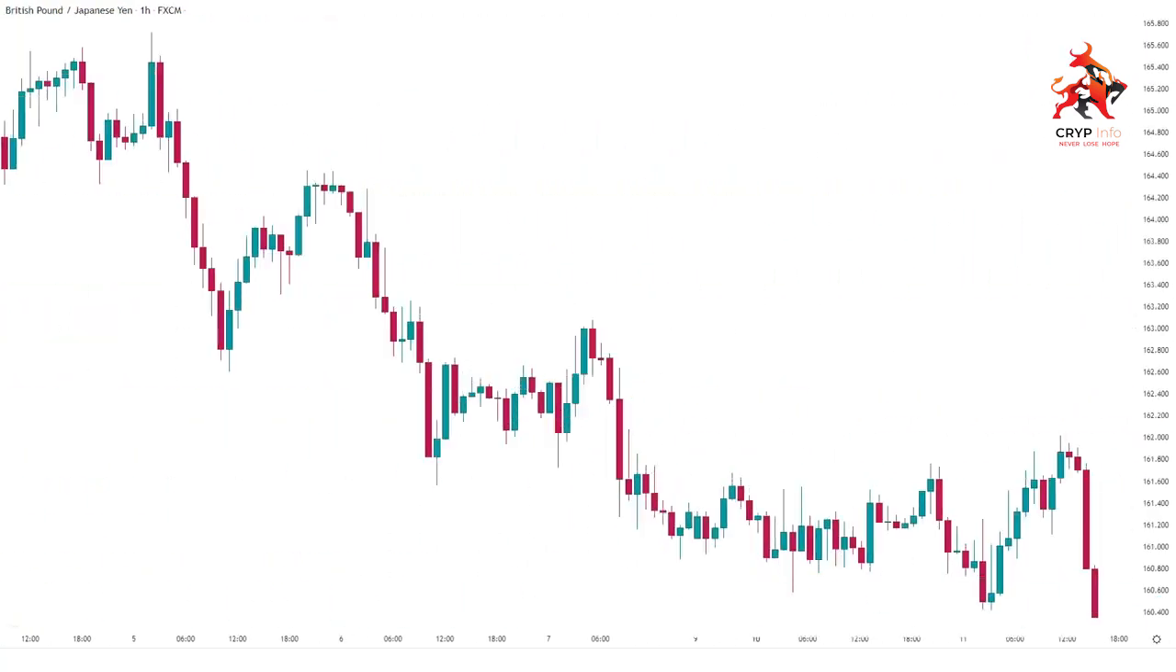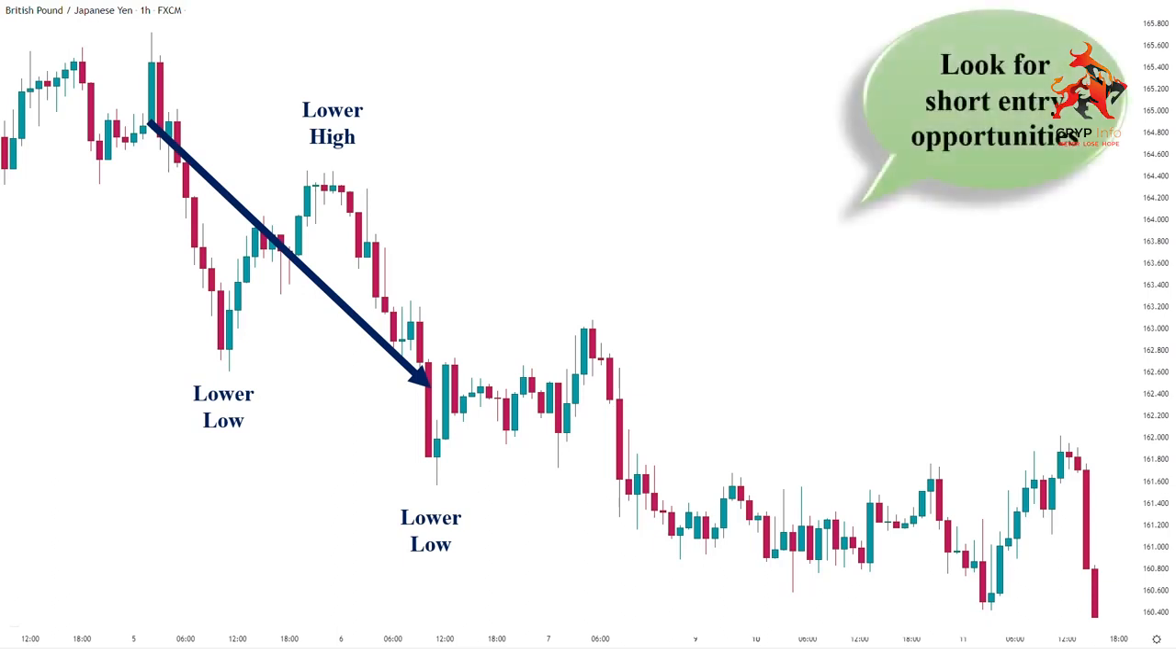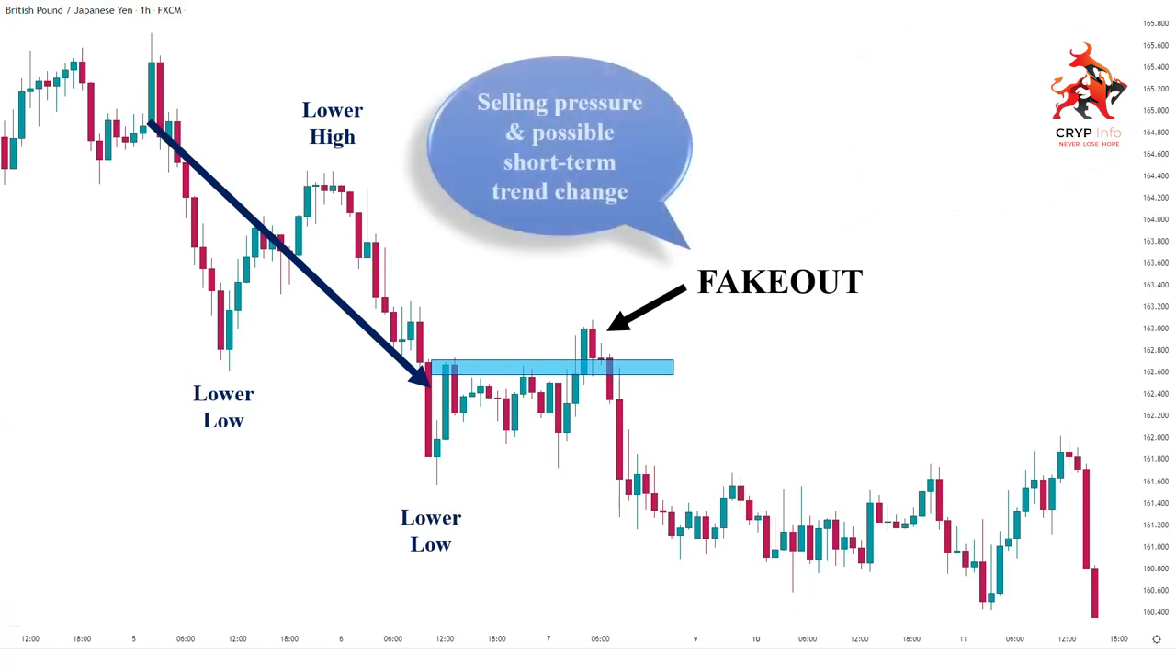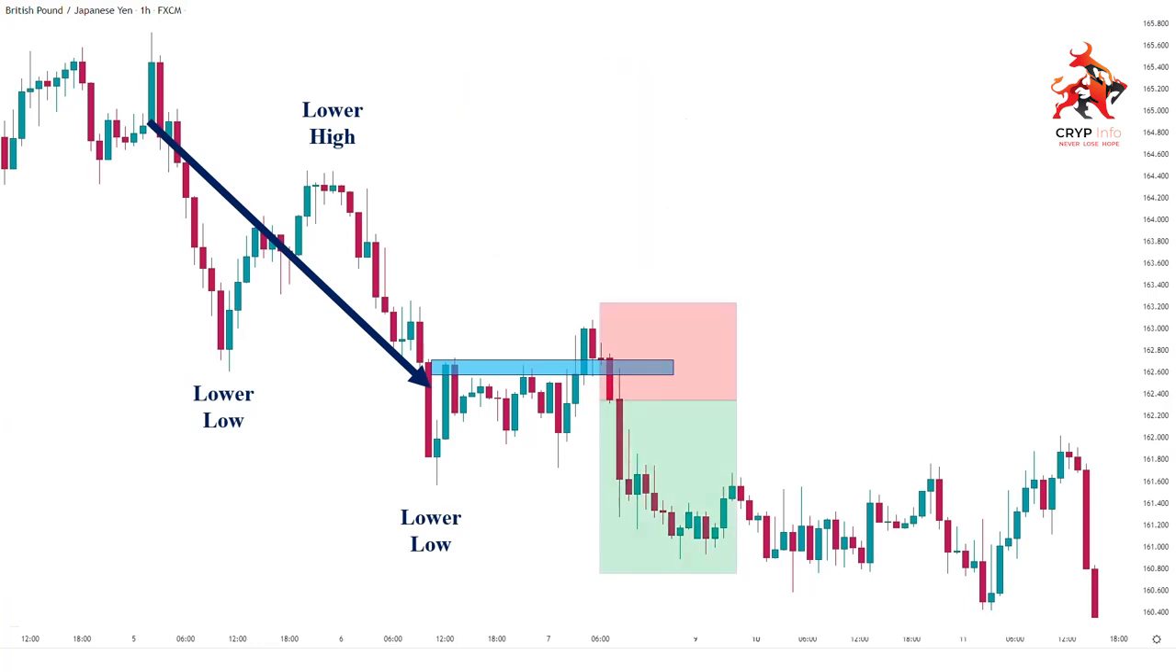Now, let's see another example in a bearish scenario. So here we have an obvious downtrend with a series of lower lows and lower highs. So we have a bearish overall bias, and we will look for short entry opportunities. And then we can see that once again the market made a fakeout by breaking this consolidation area to the upside and returning to it right after, which indicates selling pressure and can signal a possible reversal of the short-term uptrend. So here we will place a short entry after the close of the candle with our stop loss above the swing high.